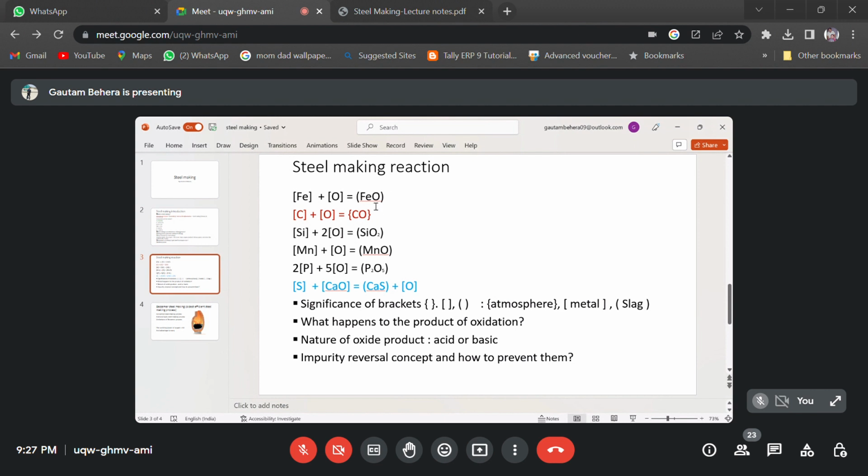Now see the right side, the product part. One exception is there, a curly bracket in this product. Others are round bracket. Why? Because carbon monoxide is a gas phase, so it will go into the atmosphere. It will never go into the slag phase. But FeO, SiO2, MnO, P2O5, and calcium sulfide will go into the slag phase. So round bracket means these compounds will join slag, but curly bracket means this compound will go to the atmosphere.